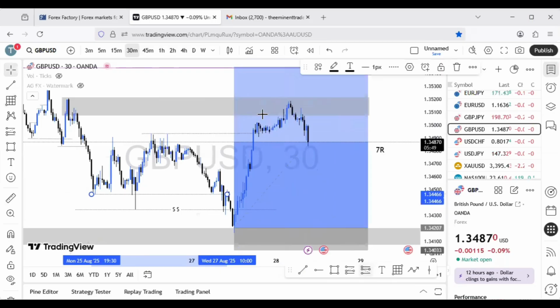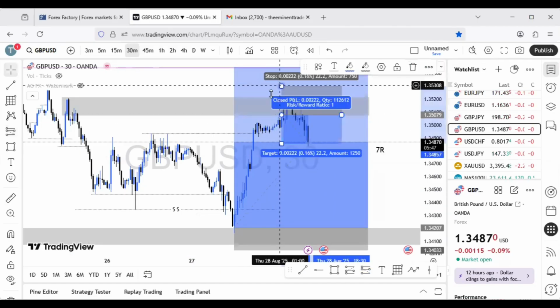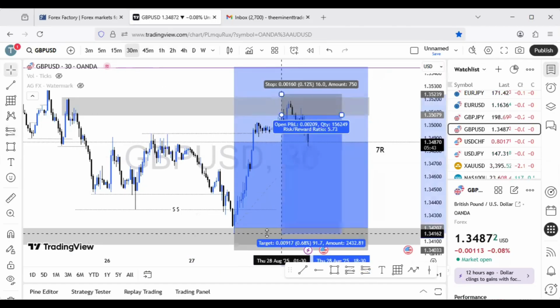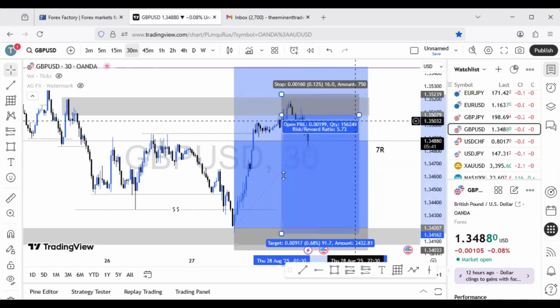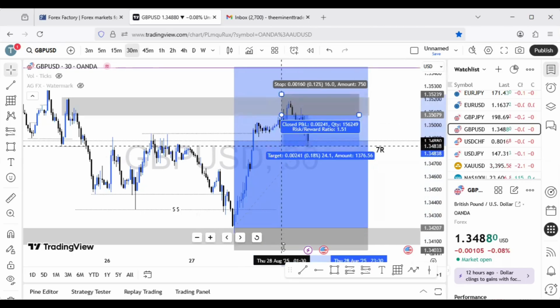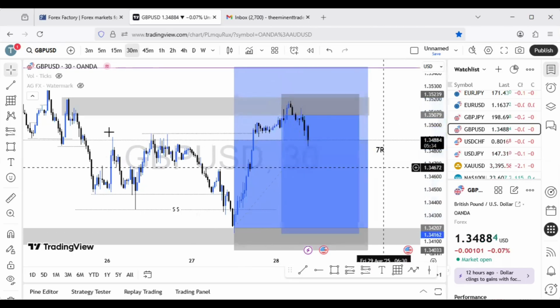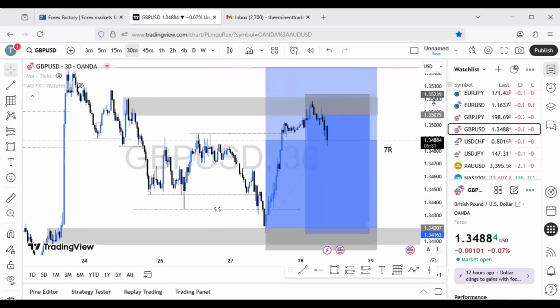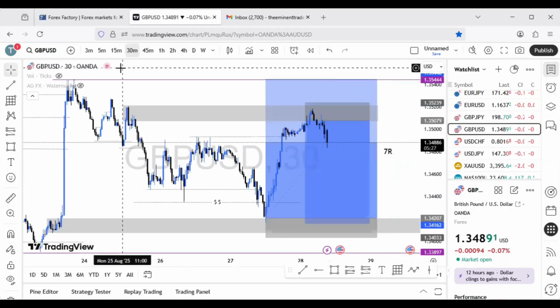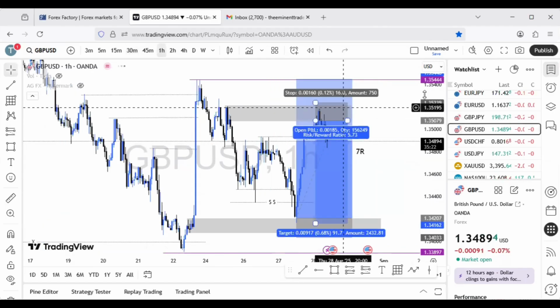So this should be what it's doing now. Let me see how many R it is back to this area. That's almost 6R. But currently, it has already done 1.5R. Not bad. So the market is very dynamic. It all depends on your point of view. You can be seeing buy, another person will be seeing sell. That's just the way it is. And anybody can be right, anybody can be wrong. So that's the beauty of trading.